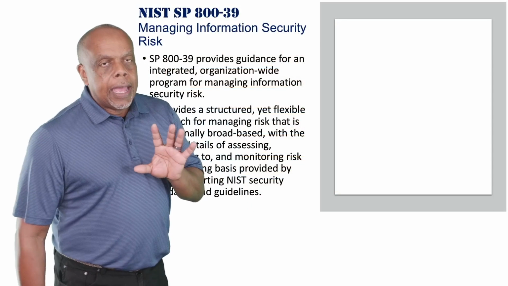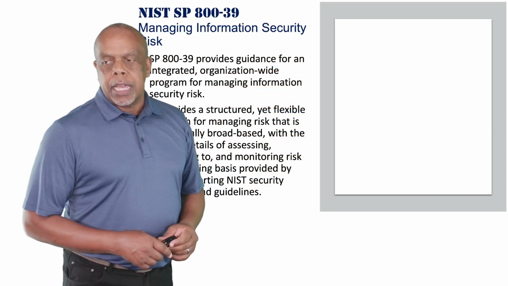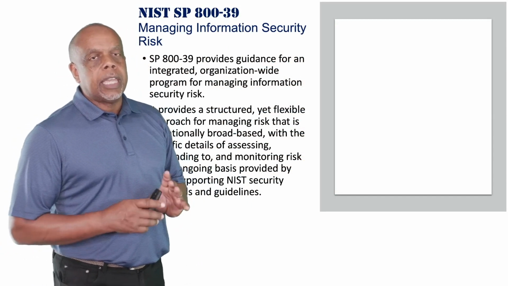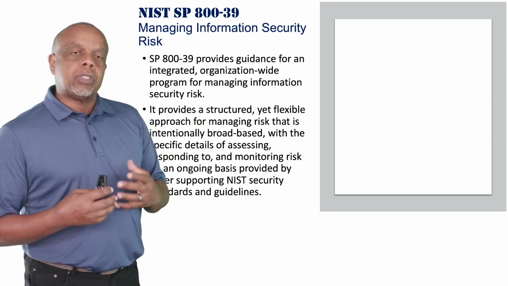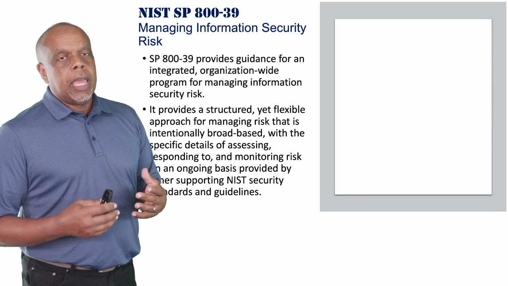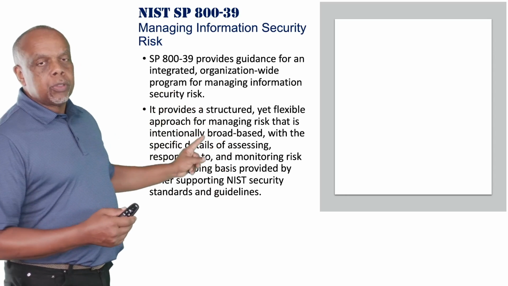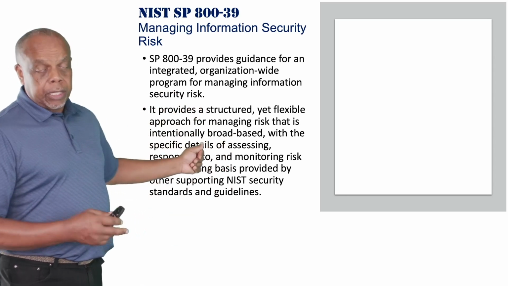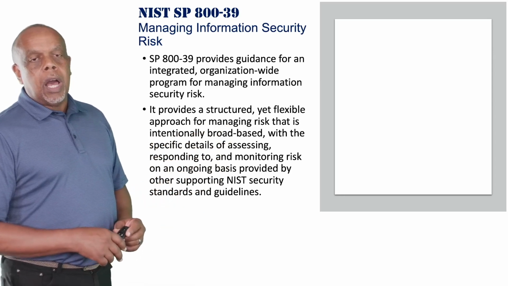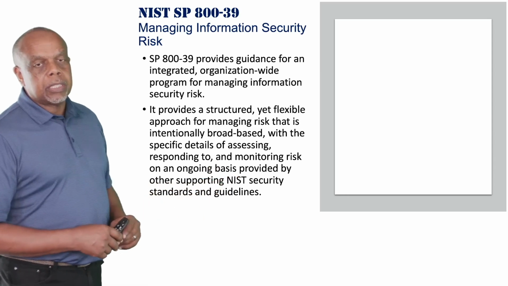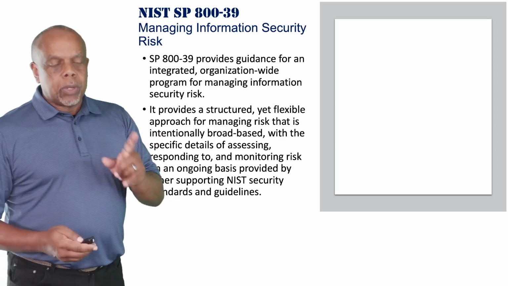First one is NIST Special Publication, when you say SP, Special Publication 800-39, Managing Information Security Risk. Really, what this is, is guidance for how you stand up a program within your organization and how you manage risk from an organizational perspective. It provides a structured yet flexible approach for managing risk that is intentionally broad-based, with the specific details of assessing, responding to, and monitoring risk on an ongoing basis provided by other supporting NIST security standards. So this is the overarching guidance for managing risk in your organization.